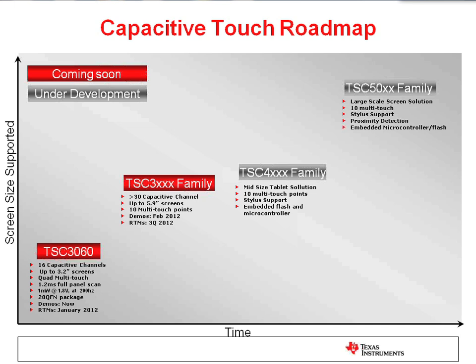Future generations will be enhancements on this 3000 family, where we'll have greater than 30 channels, up to 5.9-inch screens, and we'll have more information on that in February and third quarter of next year. And then future devices will be the 4000 family and the 5000 family. But these will be basically tiered family support for mid and larger screen solutions.